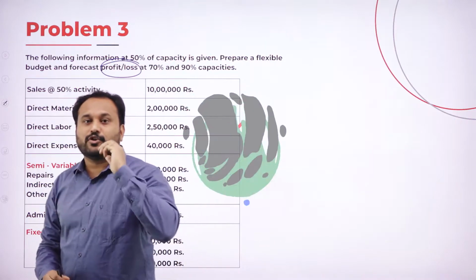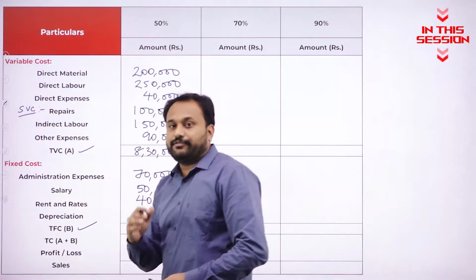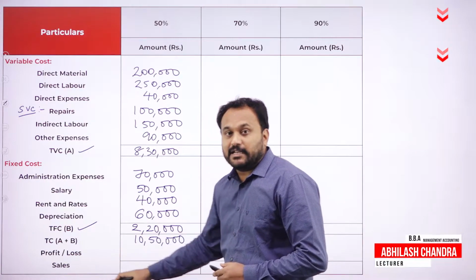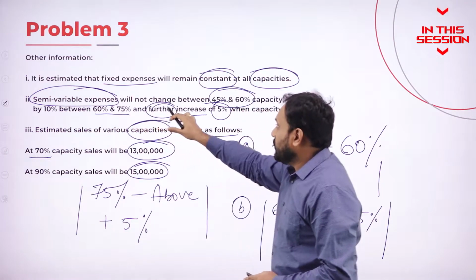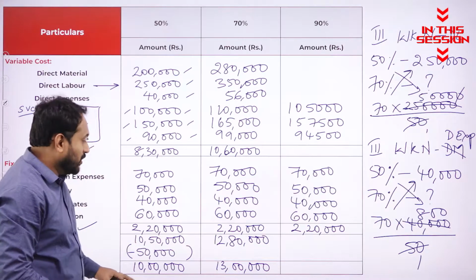You are supposed to forecast. That means you are supposed to give the estimated profit at 50% capacity. What is the estimated sales? Semi-variable expenses will not change between 45 to 60, so we have not changed this. 13 lakh is a sale, so sales is more, and total cost is how much?